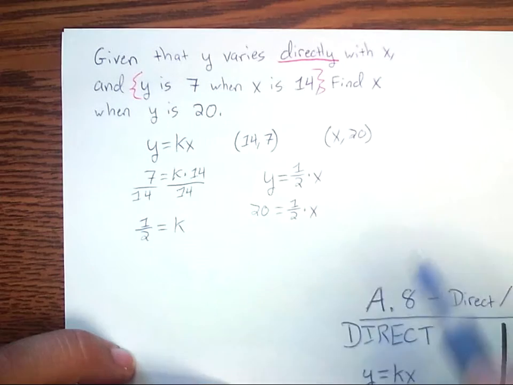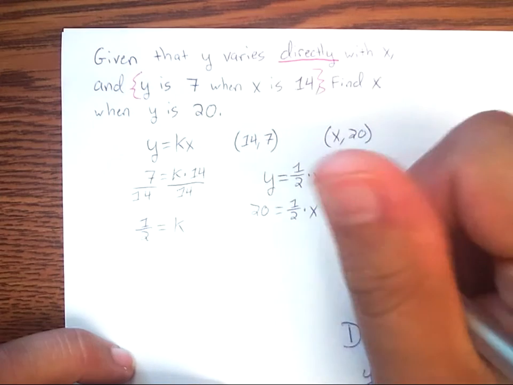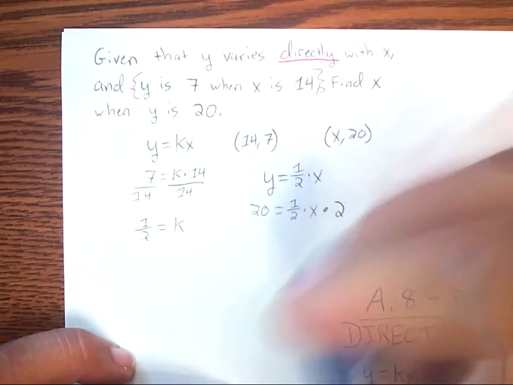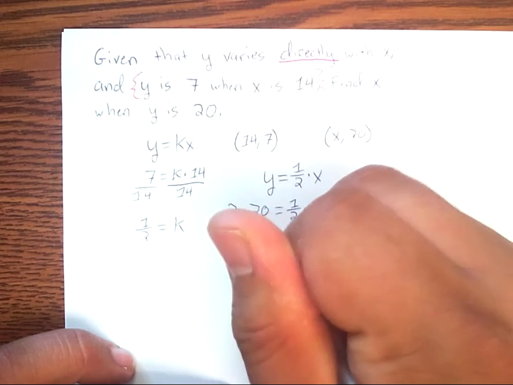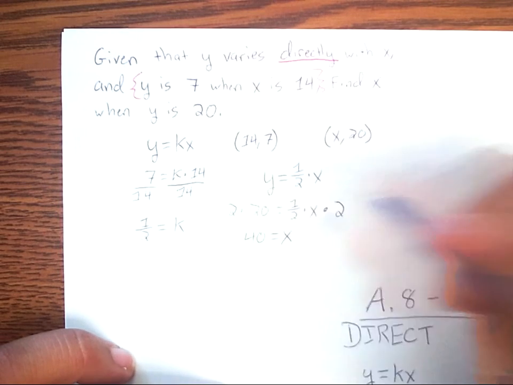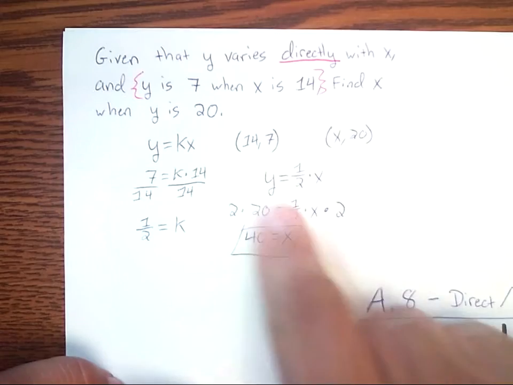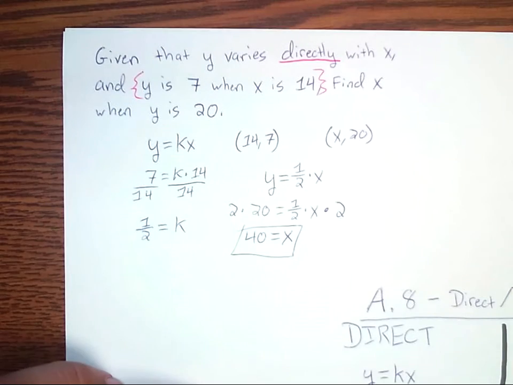Now to get rid of a fraction like that, you wouldn't really want to divide. We would multiply by the reciprocal, which is 2. So we multiply both sides by 2. 40 equals x. So there's our answer. This would be really easy to check. You just plug it back into the main formula with the constant. It should work out. Half of 40 is indeed 20.